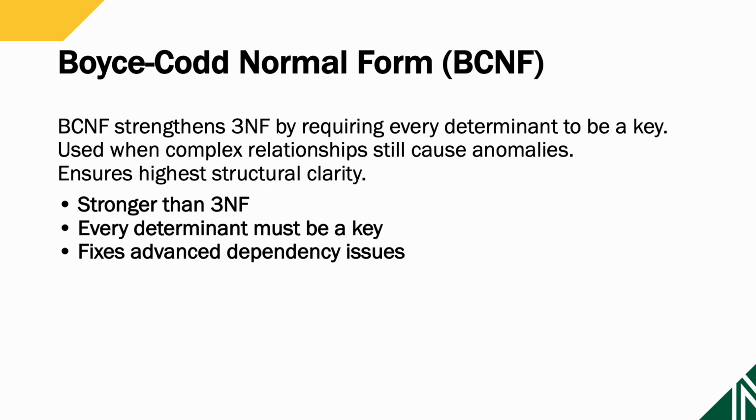Coming to BCNF, or the Boyce-Codd normal form, it is a stronger version of 3NF. While 3NF handles most dependency issues, BCNF adds an extra rule: every determinant in the table must be a candidate key. This prevents more complex anomalies that may still occur even when a table is in 3NF. BCNF ensures that every attribute is fully and uniquely determined by a proper key.